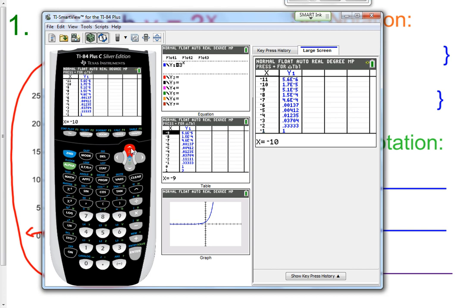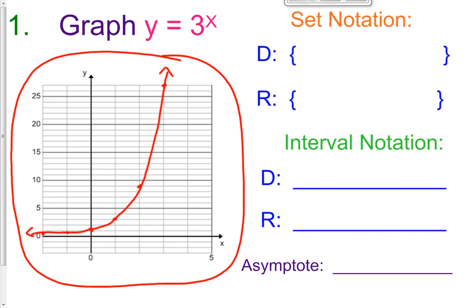So as I continue scrolling, it's just going to continue getting smaller and smaller and smaller, but it never goes negative. So that means that our graph is approaching what is called an asymptote. That asymptote is the x-axis. It's getting closer and closer and closer to 0, but it never touches it. It always stays positive. So if that is our horizontal asymptote, we're going to say it's y equals 0. There's our asymptote. So now I could identify what my domain and range is.